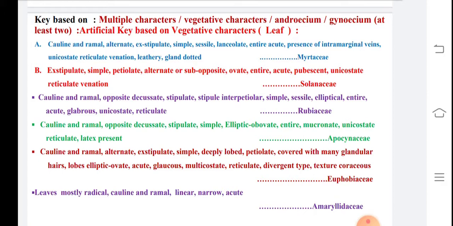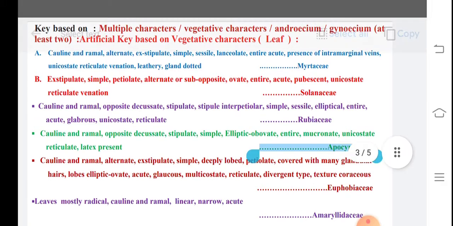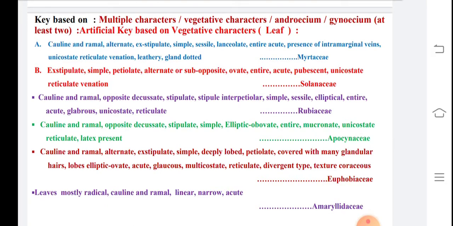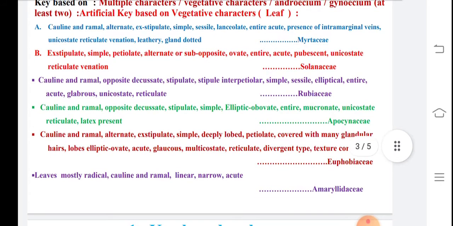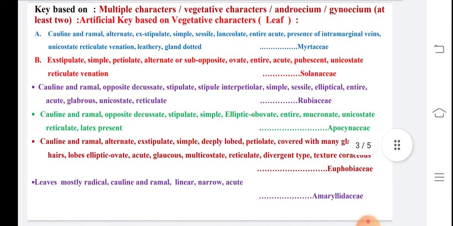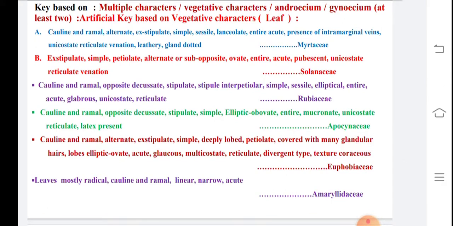Intramarginal, that is at the margin extra veins are there, and unicostate reticulate venation. Then leathery and gland dotted, so a typical odor is there. So it indicates the gland dotted. So all these characters are for family Myrtaceae. Second family Solanaceae. It has leaves simple, petiolate, exstipulate, then alternate or subopposite, then ovate, entire, acute, pubescent, that is having certain small hairs present, and unicostate reticulate venation.